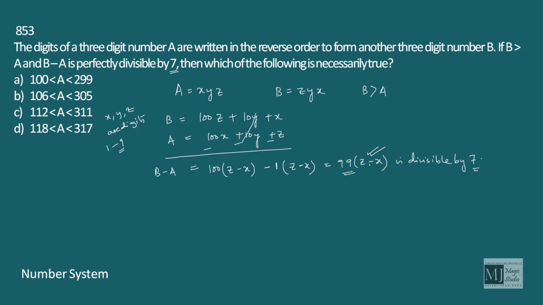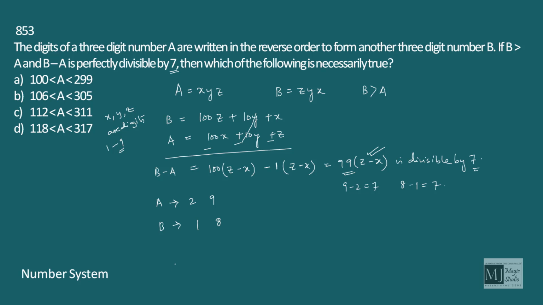So the only possible values we can see such that Z minus X is divisible by 7 would be 9 minus 2 is 7, or 8 minus 1 is also 7. So our A can be XYZ. In the first case it is 2 and 9, and in the second case it will be 1 and 8 for Z.